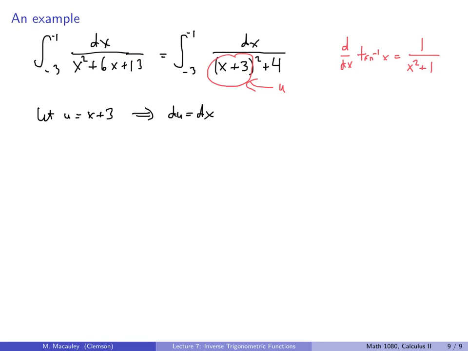Okay, so now our integral becomes u squared plus 4 on the bottom, and on the top we have du. Now we've got to be careful to see what our limits are. So let's do that here, and let's be careful.